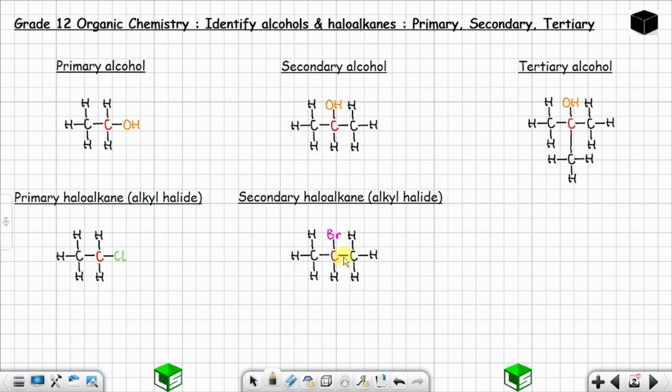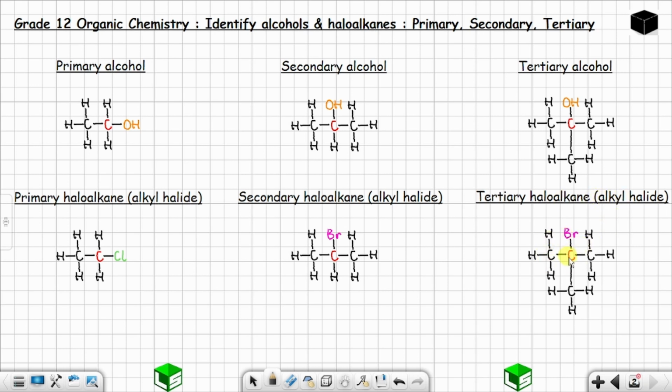The same is true for a secondary haloalkane or secondary alkyl halide. You can see when you have this carbon atom in red, which is attached to a halogen atom, which is bromine, it is also attached to how many other carbon atoms? 1 and 2. So this will be known as a secondary haloalkane or secondary alkyl halide. And the same is true for a tertiary haloalkane or tertiary alkyl halide. When this carbon atom, attached to this halogen atom, is also attached to 1, 2, and 3 other carbon atoms, this will be known as a tertiary haloalkane or tertiary alkyl halide.